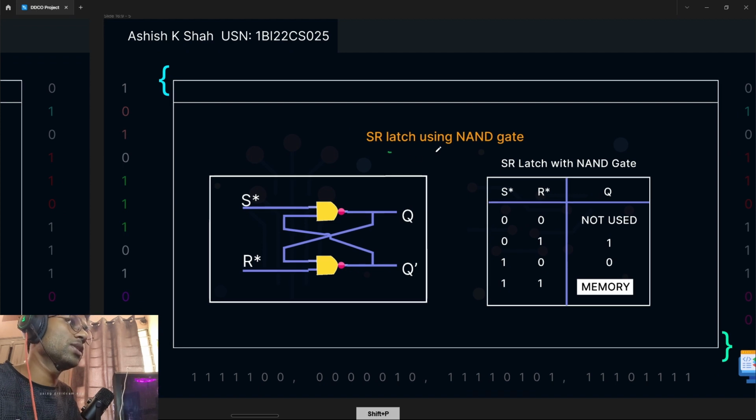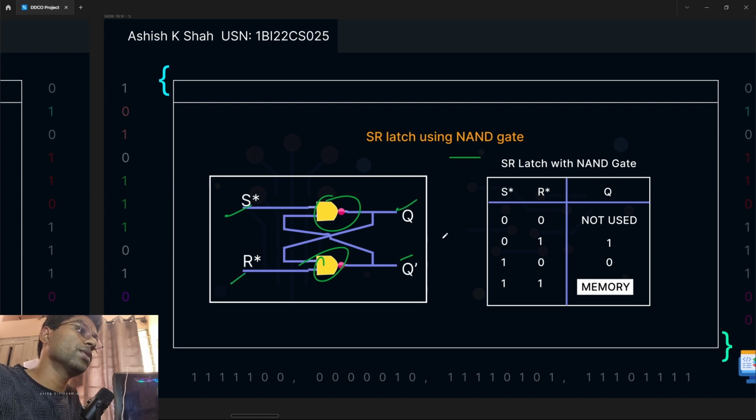SR latch using NAND gate. So let's understand the SR latch using NAND gate. What is an SR latch? Here you can see I am using two NAND gates, 1 and 2, whose inputs are S and R and outputs are Q and Q dash.